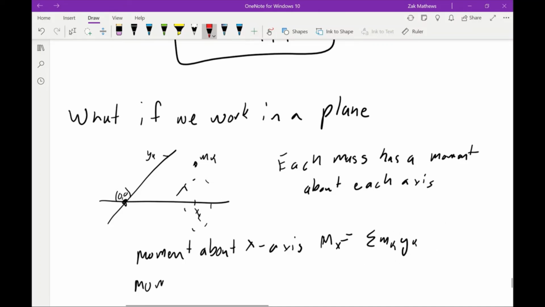And then the moment about the y-axis, My, is equal to the summation of mk xk, for the exact same reason we talked about. If we were thinking about rotating about the y-axis, well, now we're thinking about how far left and right are we, that would be causing that sort of rotation.